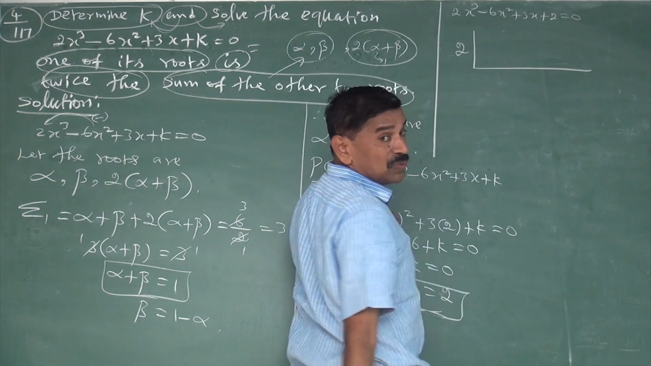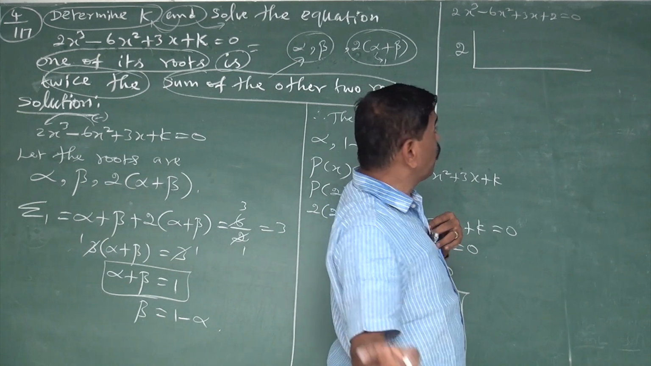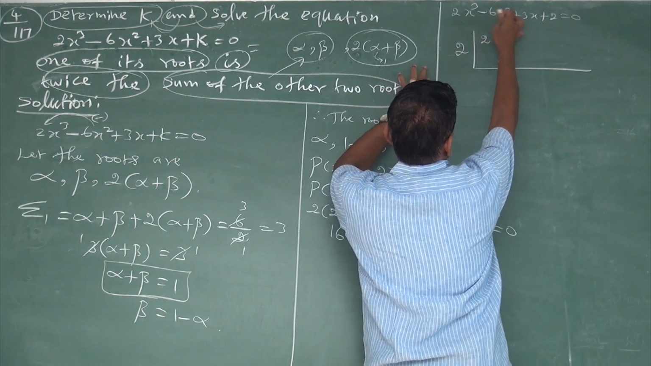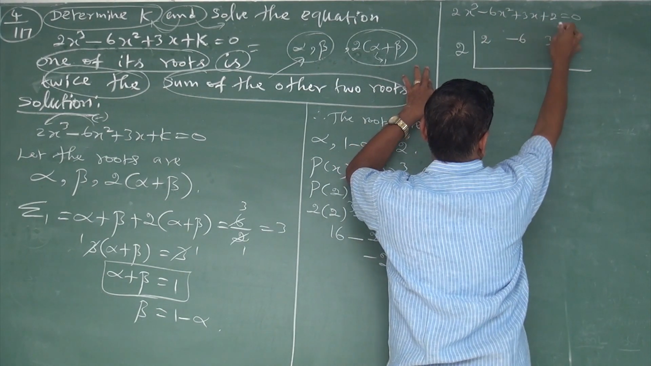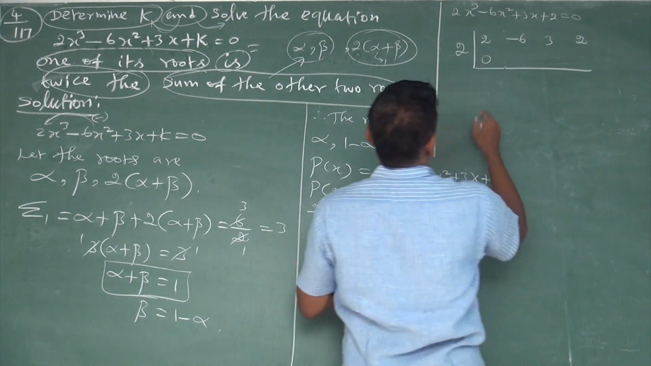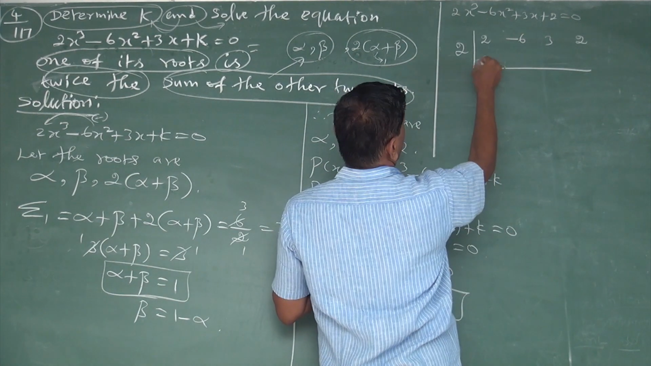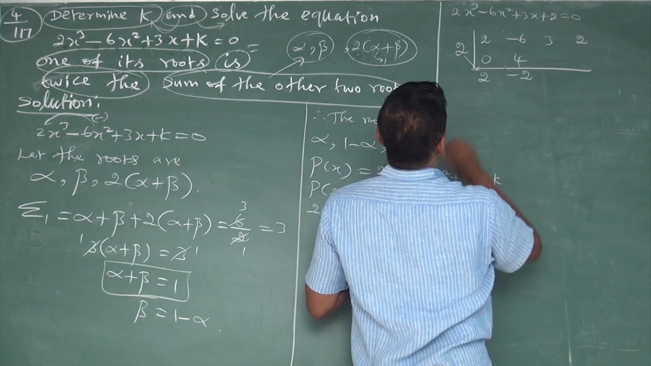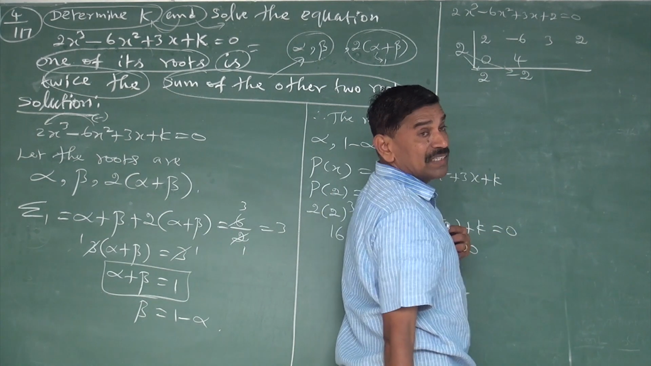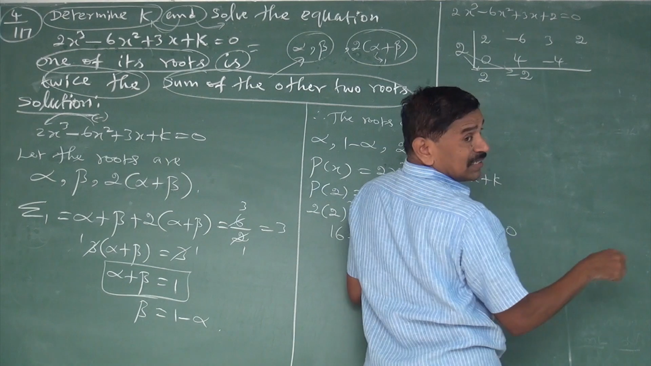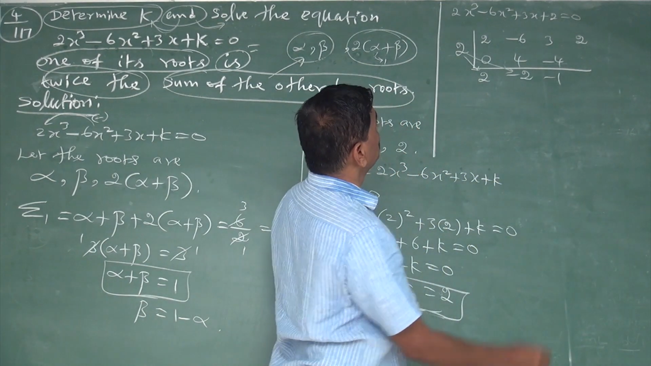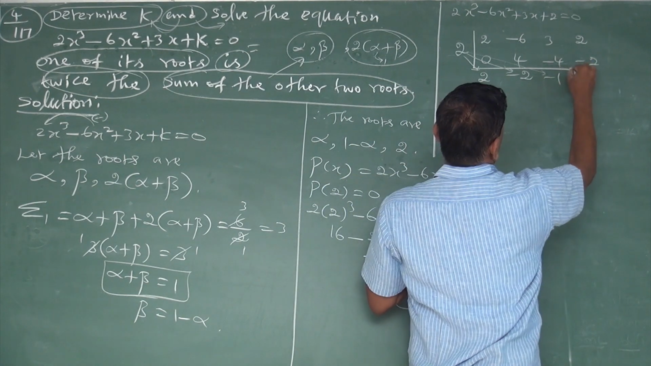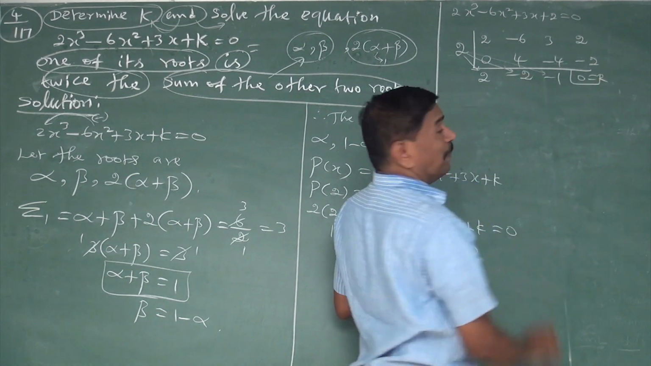Side number 2. What is the first row? Any absent? No absent. Identify first: x cube, x square, x, constant. Substitute: x cube coefficient 2, x square coefficient minus 6, x coefficient 3, constant term 2. First 0. What is your answer? 2. Next, multiplication: 2 2s are 4. Minus 2. Next, cross multiply: minus 4. Then addition: minus 1. Next, minus 2. 2 into minus 1 is minus 2. Remainder equal to 0.